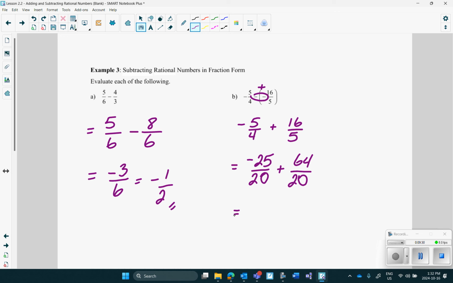Add the two together. Watch out, one of them's negative. Negative 25 plus 64. Again, that's where you want to use the calculator. Sure. Is it 89 over 20? It's not 89, because one of them's negative and one of them's positive. So we actually have to subtract: 39 over 20.